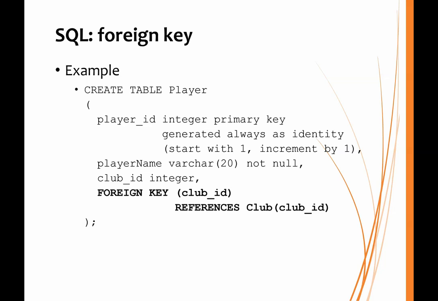And putting that in will then ensure that the database will check. Every time we insert a row to the player table, it will check that the club ID value matches the primary key of a row in the club. And if we try to delete the club, it will check to make sure that there are no players that are related to that club. And if so, it will throw up an error to say, sorry, you can't delete this club because there are players.